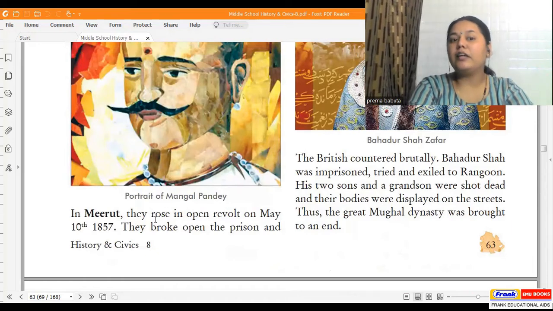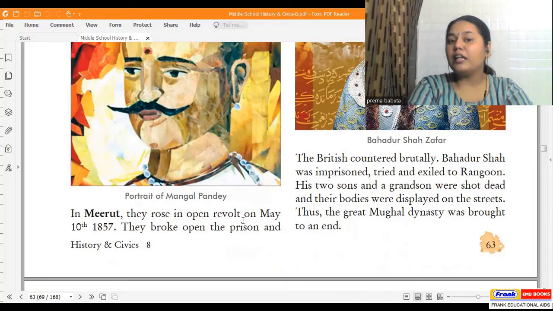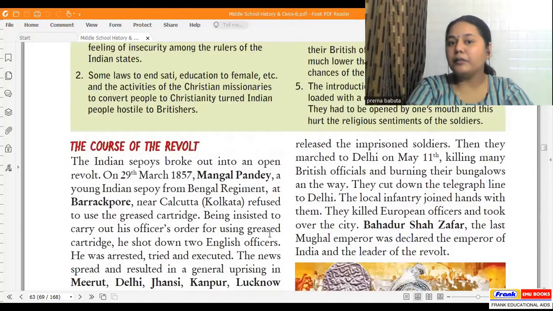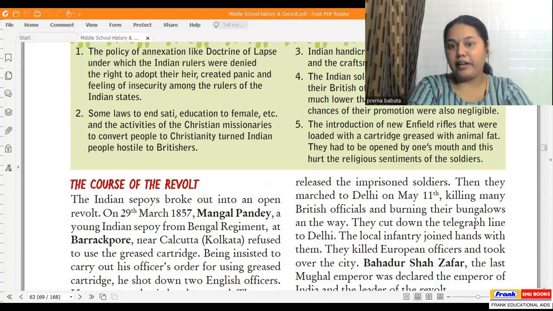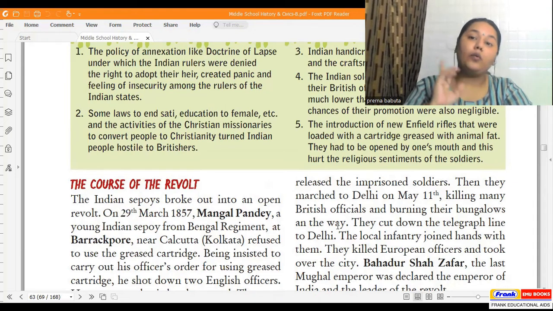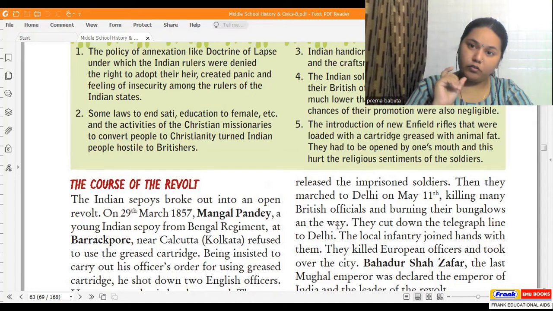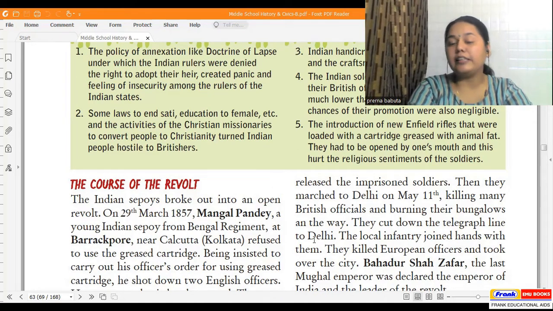In Meerut, they rose in open revolt on May 10th, 1857. They broke open the prison and released the imprisoned soldiers. Then they marched on to Delhi on May 11th, killing many British officials and burning their bungalows on the way. They cut down the telegraph line on the way to Delhi. Why? Because they did not want the communication to go from one place to another. The local infantry joined hands with them. They killed European officers and took over the city.